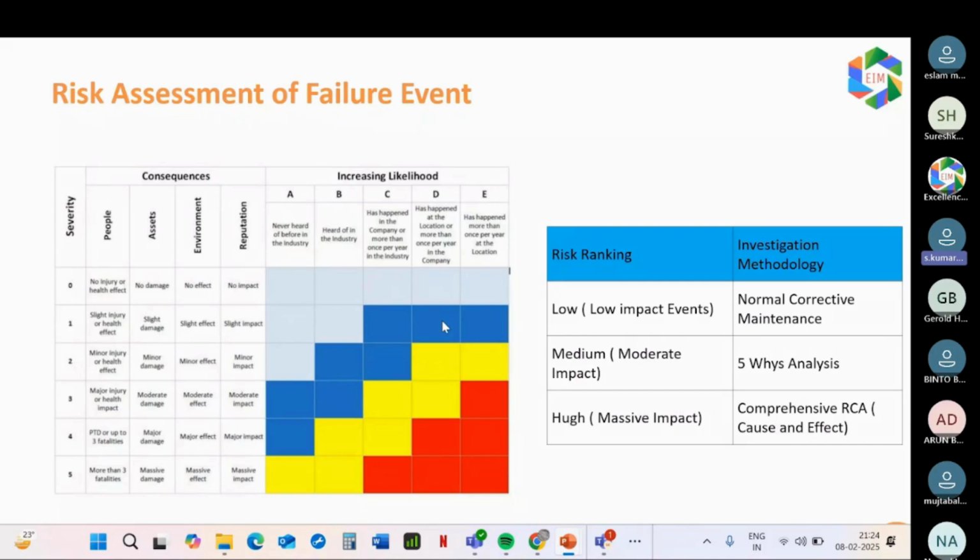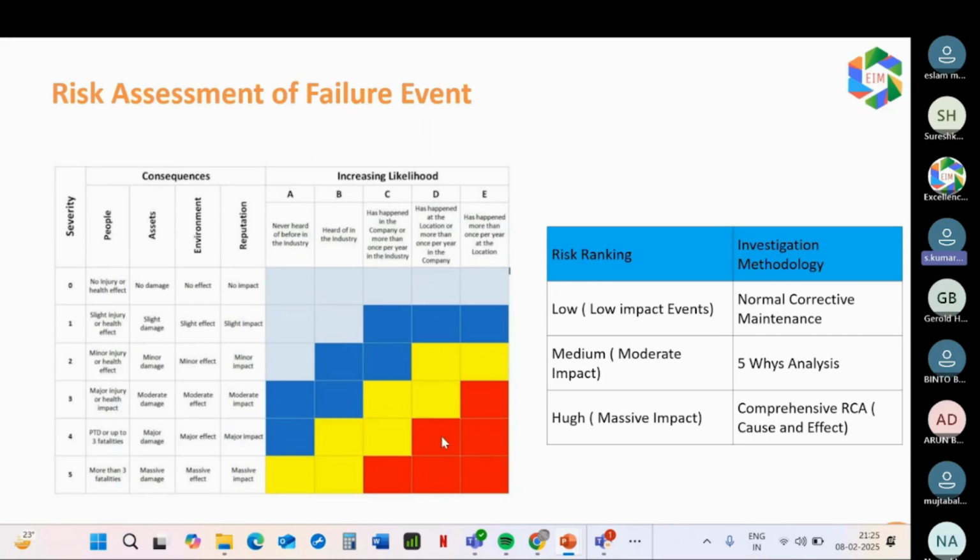Maybe the same thing happened, but I have moderate damage. Maybe the same thing happened at the site, the likelihood is D. Then it may be a medium impact. But if I see the asset has a major damage, maybe I have 100,000 or maybe 1 million in production loss, maintenance cost, or rework. It may be a major damage. Maybe it is here. On a consequence basis, then it is going here again. If it is happening multiple times in a year, maybe it is here.